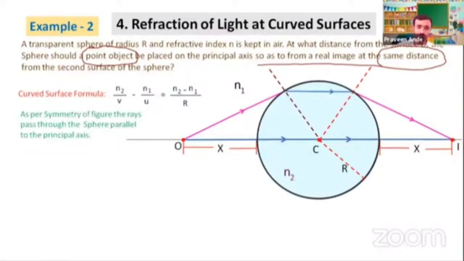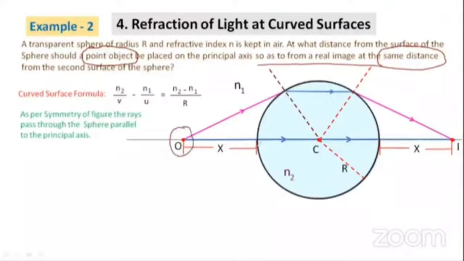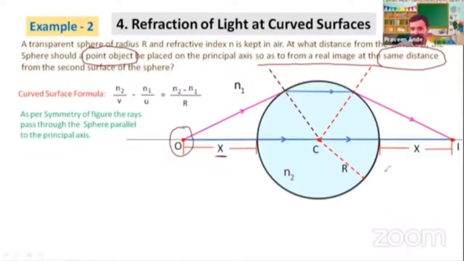Okay, before going further, look here: to get the image of the object at the same distance. The object is here and the distance is x. The image is here and the distance is x. To get exactly that, what should I require here? The ray is compulsorily parallel to the principal axis.